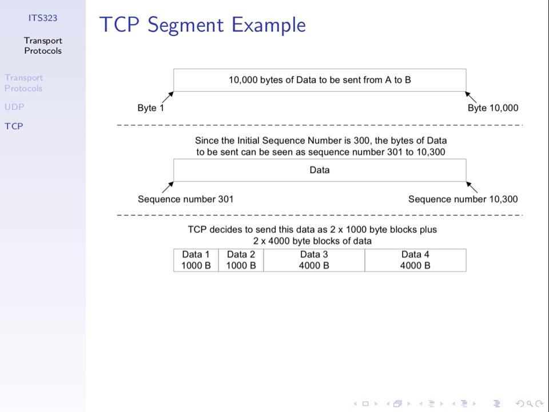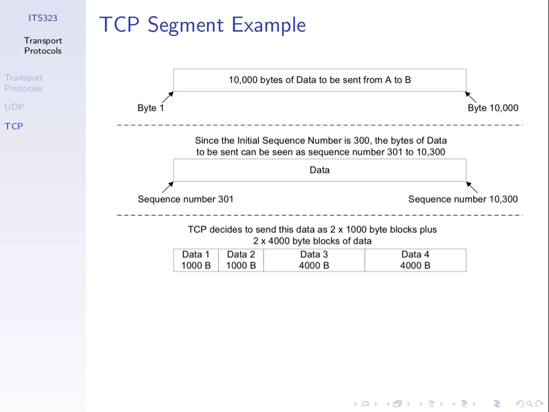So let's illustrate how TCP counts bytes using sequence numbers. What the example on the slide shows is a case where an application generates 10,000 bytes of data. So the application at A wants to send 10,000 bytes of data to the application at B. We've set up a connection already. We've chosen an initial sequence number of 300. The application delivers that 10,000 bytes of data to TCP. Now it's the job of TCP to deliver those 10,000 bytes across the internet.